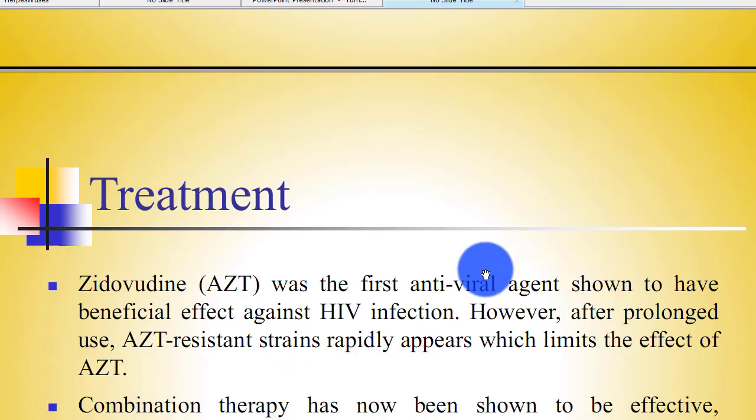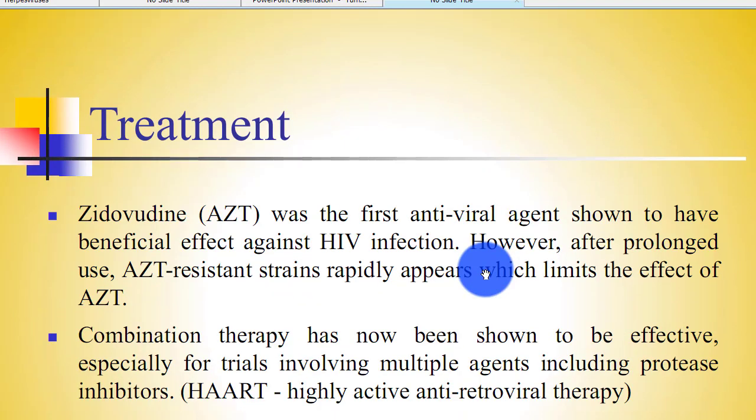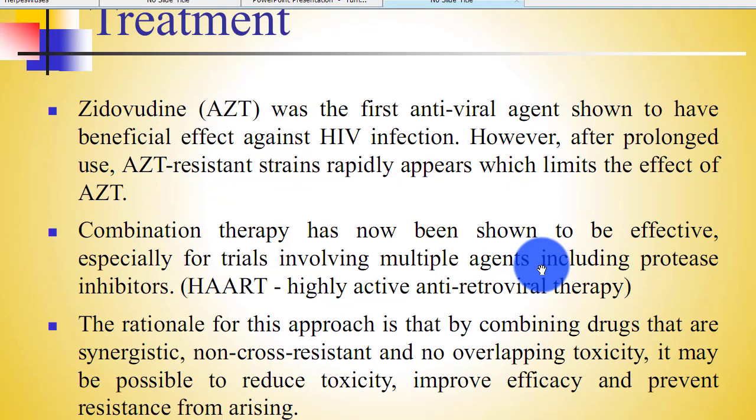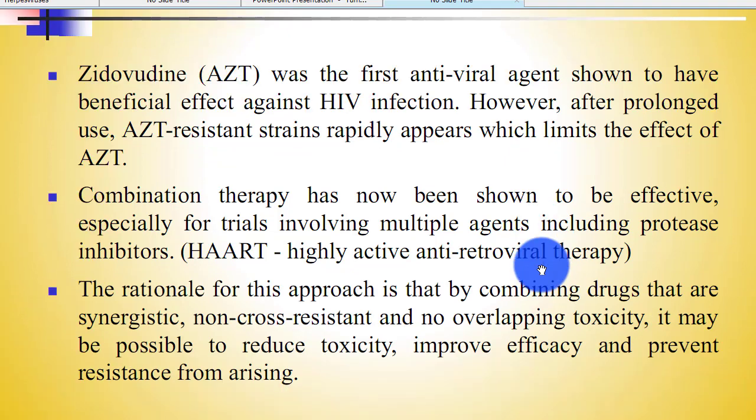Treatment: AZT, zidovudine, was the first antiviral agent shown to have a beneficial effect against HIV infection. However, after prolonged use, AZT-resistant strains rapidly appear, which limits the effect of AZT.